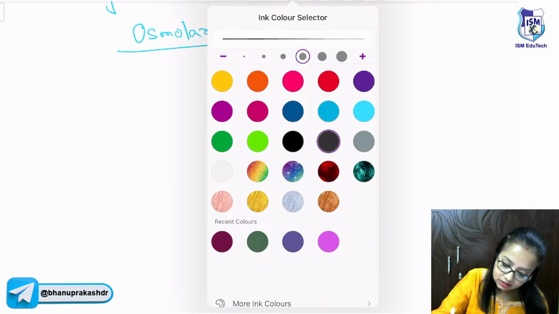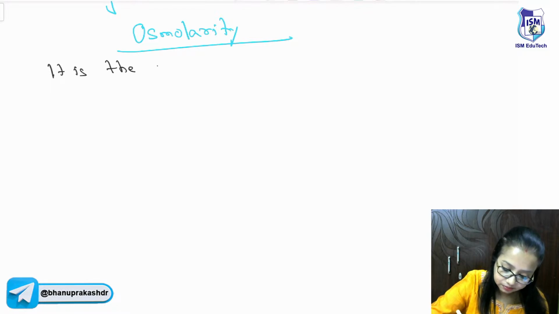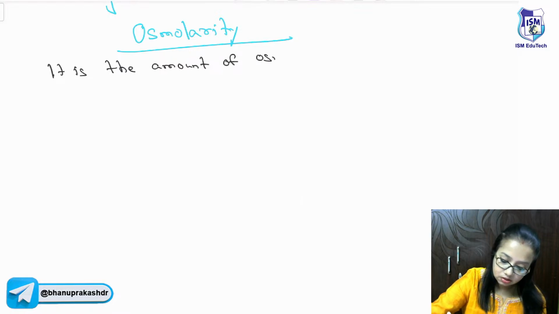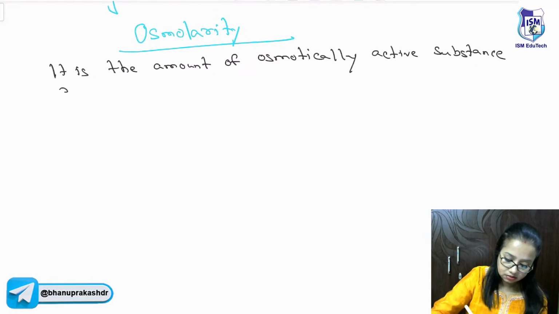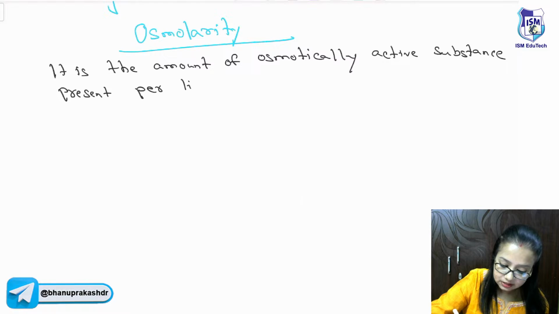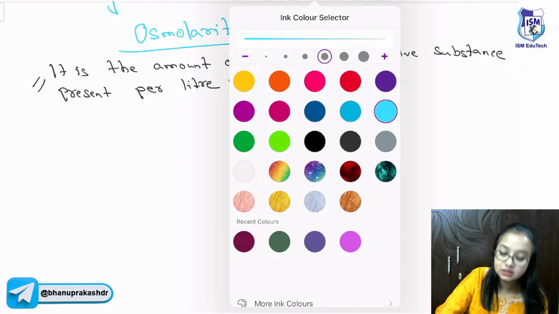Now, osmolarity is the amount of osmotically active substance present per liter of solvent. Okay, this is osmolarity, the definition that we studied in chemistry.